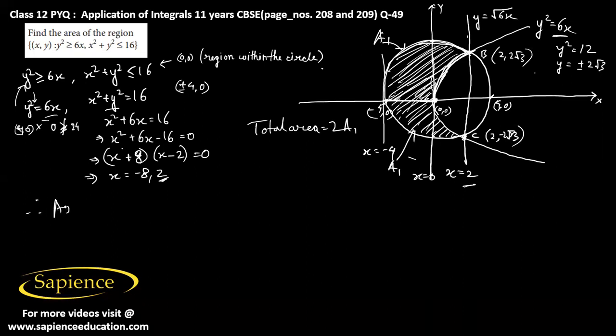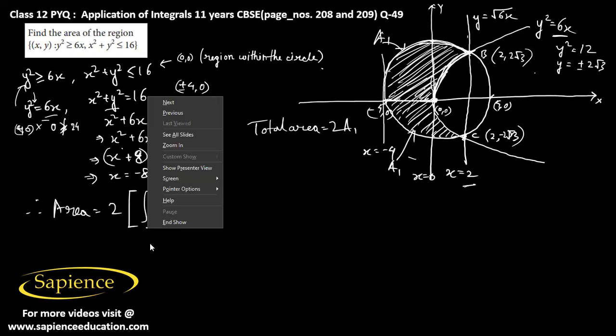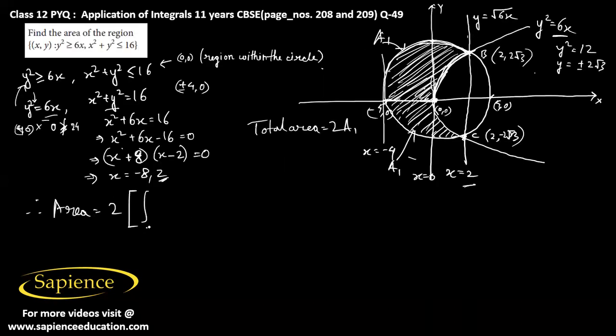Therefore, the total area will be given as 2 times the integral from -4 to 0, and that will be the circular part which is above the x-axis. For that, we have to solve the equation, then we get y equals root over 16 minus x squared. So this will be the square root of 16 minus x squared dx. We are integrating along the x-axis, so we should do integral y dx, obviously.